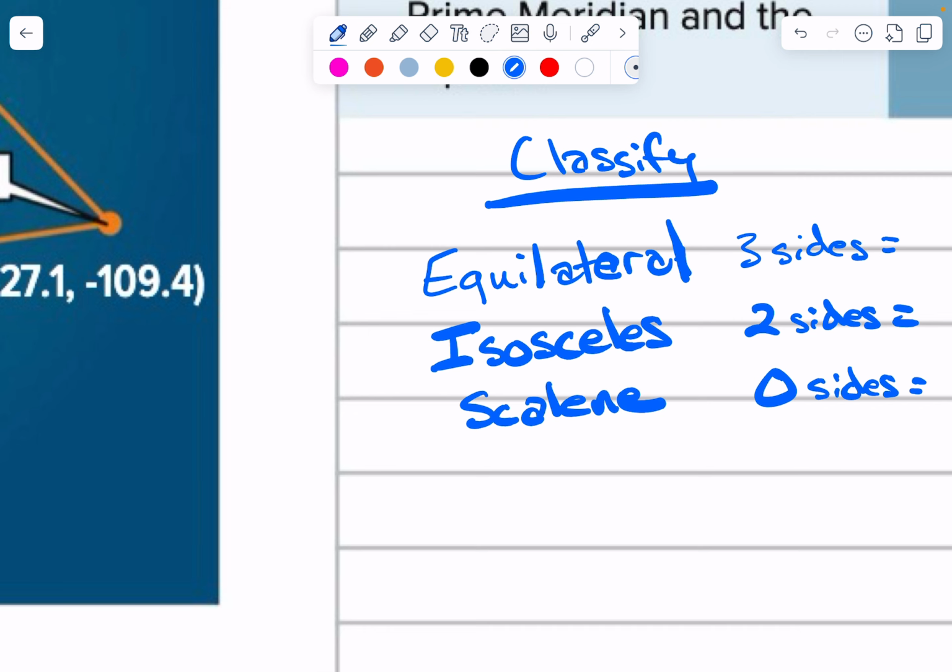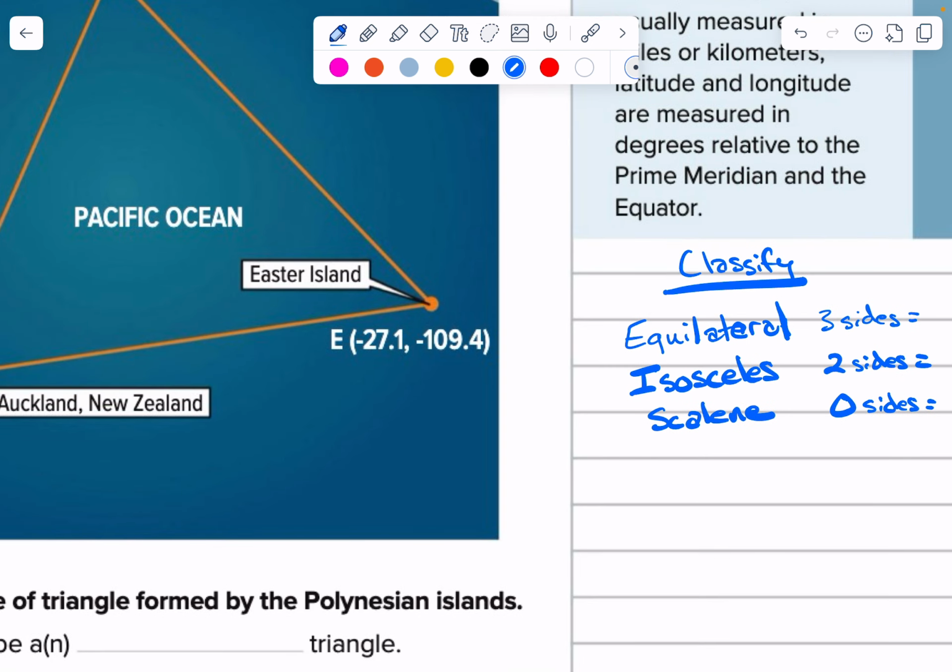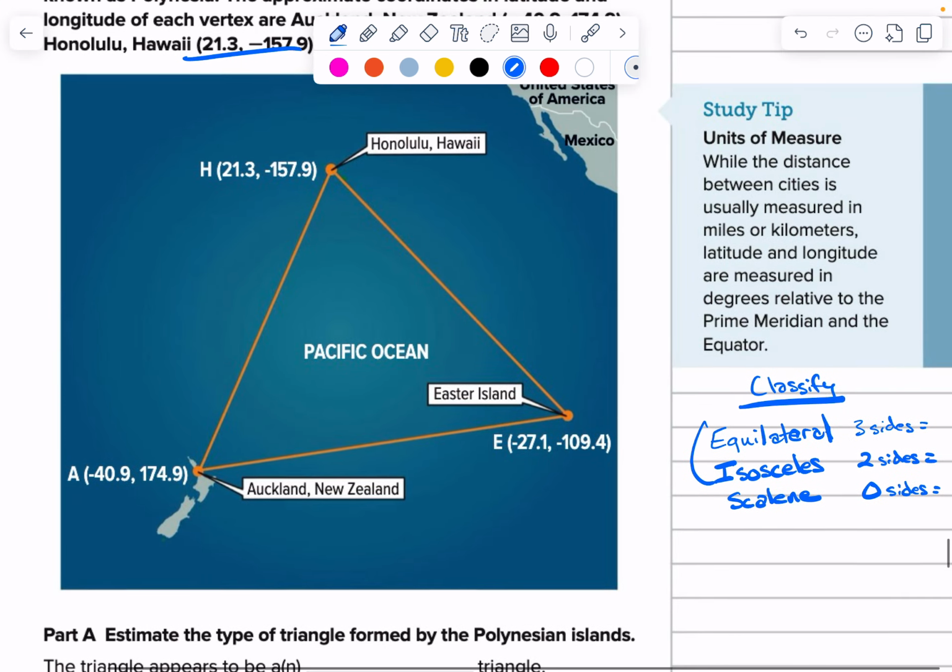That's just general vocabulary. We've talked about those already before, like the last section was about equilateral and isosceles triangles. So we want to see which type of triangle this is. We want to classify it. What we're going to do is look at the distance of each side. We're going to use the distance formula. So I'm going to do the distance formula of that guy.